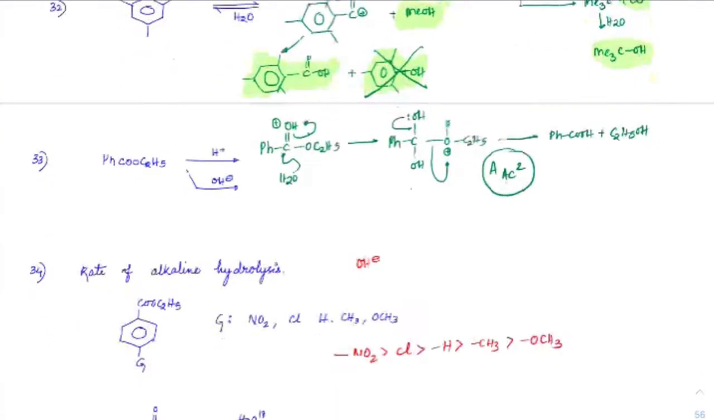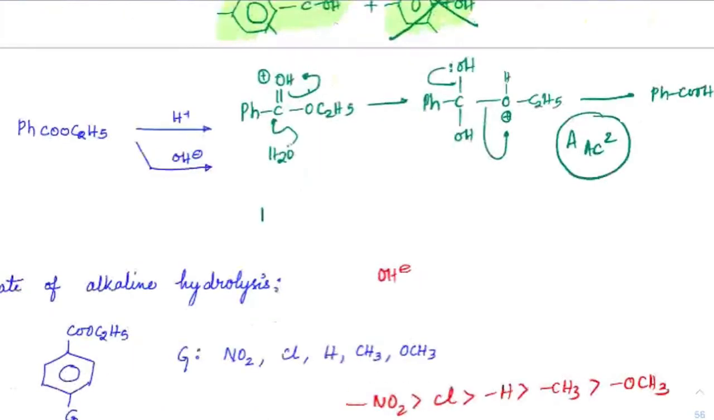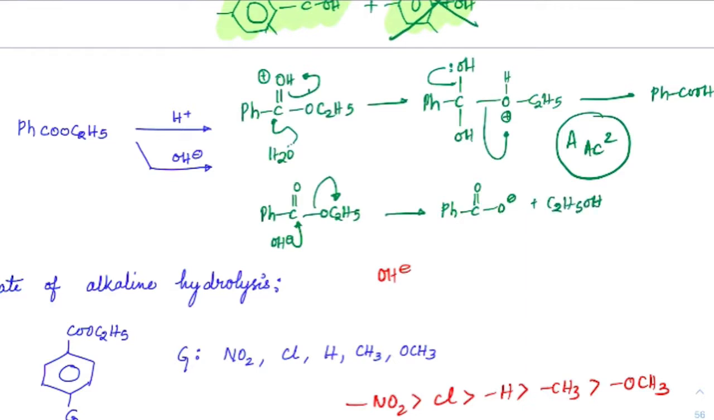In case it is a base, directly OH minus will attack here, C2H5, and after SN2, C2H5O minus will be released. We will get this as OH, right? And since it is in base, the product will be PhCO minus plus C2H5OH. In basic medium, you will definitely see the nucleophile is involved here. So we will have BAC2, acyl breaking and twice.